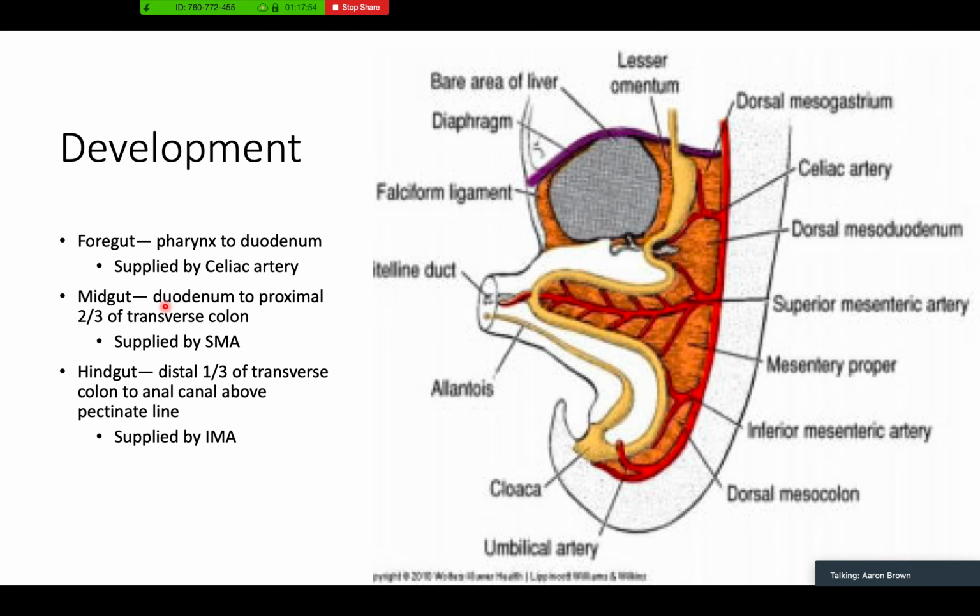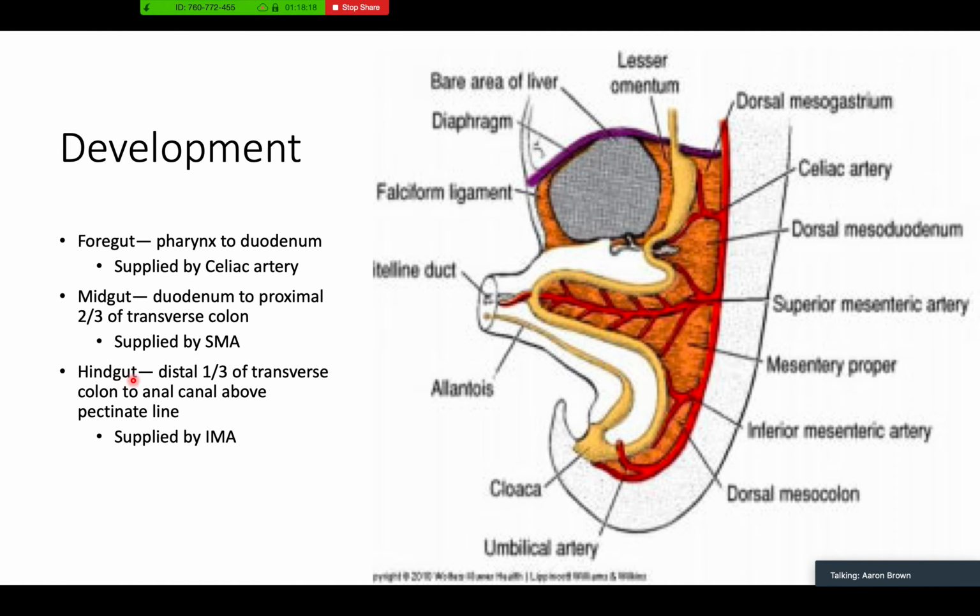Midgut is going to be from the second third part of the duodenum to the 2/3 of the transverse colon. And this is all going to be supplied by the SMA. So essentially all of the small intestine, the duodenum, the jejunum, and the ileum are all going to be supplied by the superior mesenteric artery. Okay, and so that's helpful.